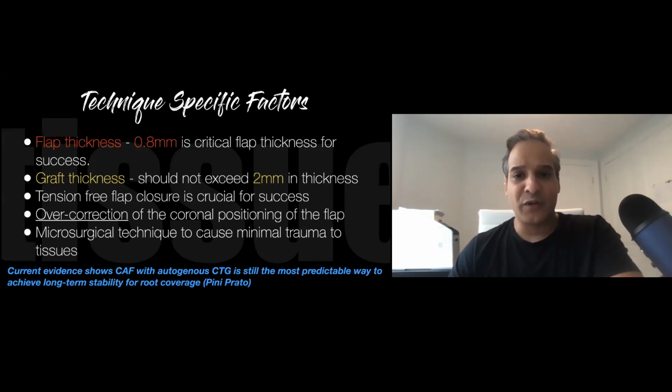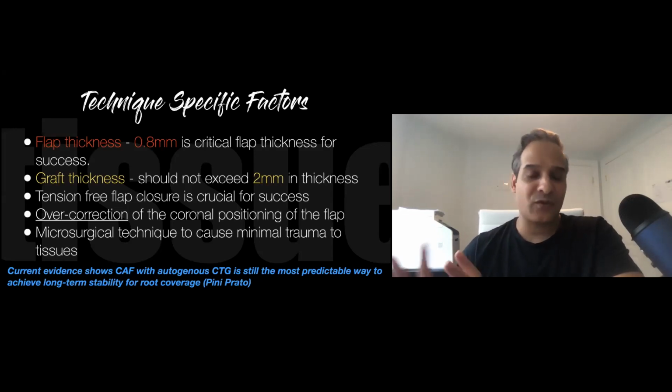Obviously, when we're looking at using coronally positioned flaps for root coverage, you want to make sure that there's no tension, because as soon as that patient walks out that door the next day, all your stitches are going to tear out if there's tension. So this is very important. You have to have tension-free closure.